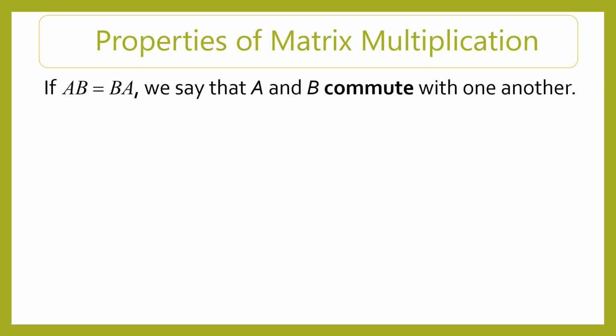All right. Another one is, again, I'm going to talk about it. When you multiply A times B, you do not necessarily get B times A. These two are not necessarily the same. The product AB may be completely different from BA. Whenever it is true, we say that A and B commute with one another.